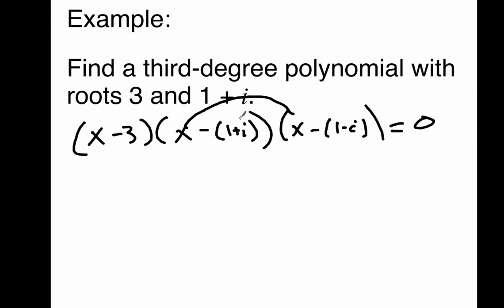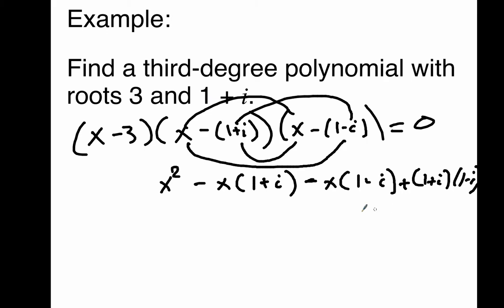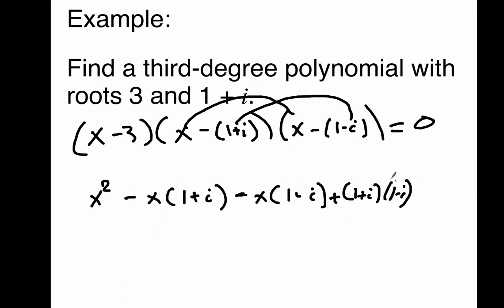So you do x times x, and you get x squared. You do -1 plus i times x. Let me undo that. -1 plus i times x, and you get -x times (1 plus i). Then you do x times (-1 minus i), and you get -x times (1 minus i). And then you do (-1 plus i) times (-1 minus i), and you get a positive (1 plus i) times (1 minus i). Okay, so now we need to multiply all of this stuff out.